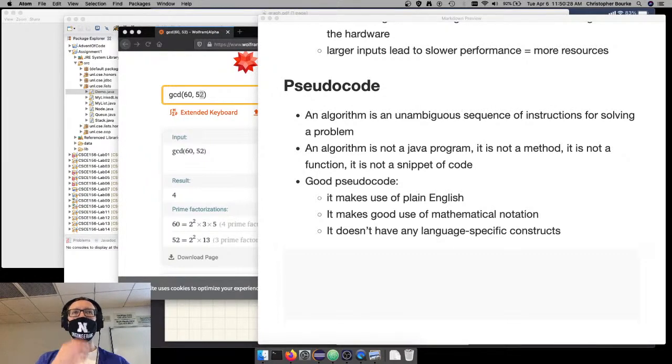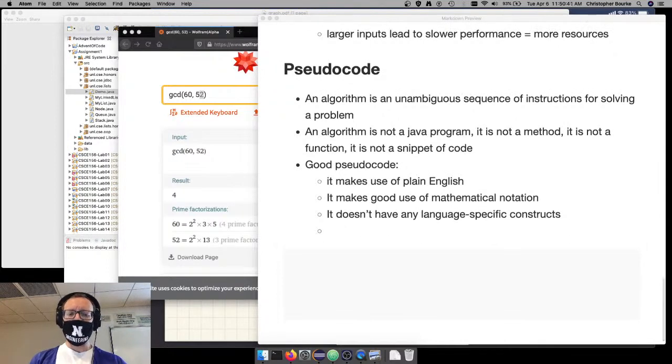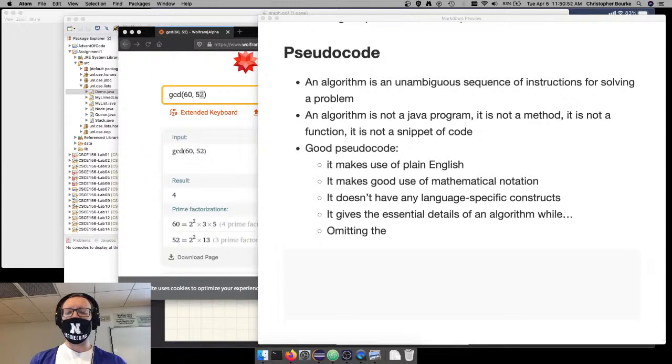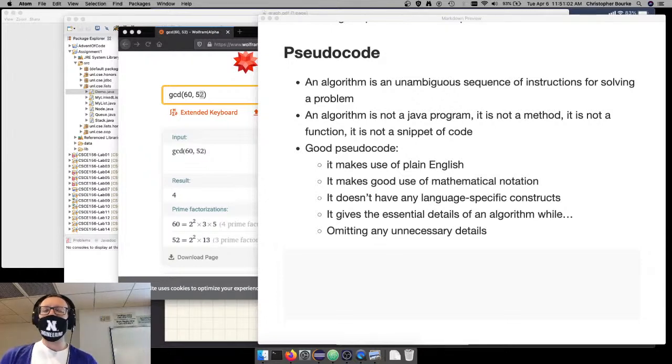So, for example, most of the languages that we've done so far, you end everything with a semicolon. You put square brackets everywhere, or curly brackets to denote code blocks. We're not going to do that. It gives the essential details of an algorithm while omitting any unnecessary details. Right? So it's going to be more descriptive here.